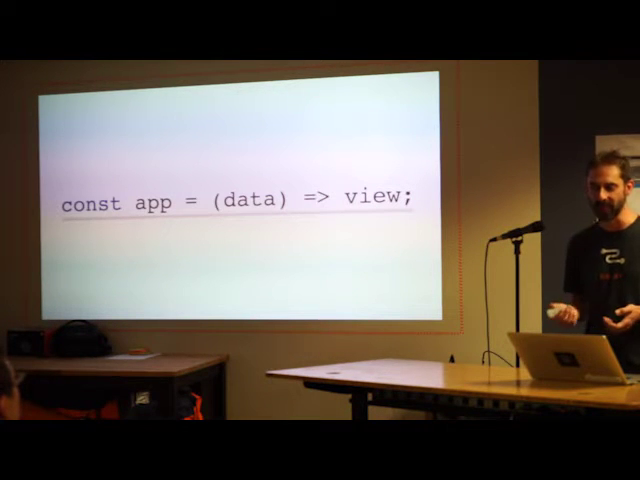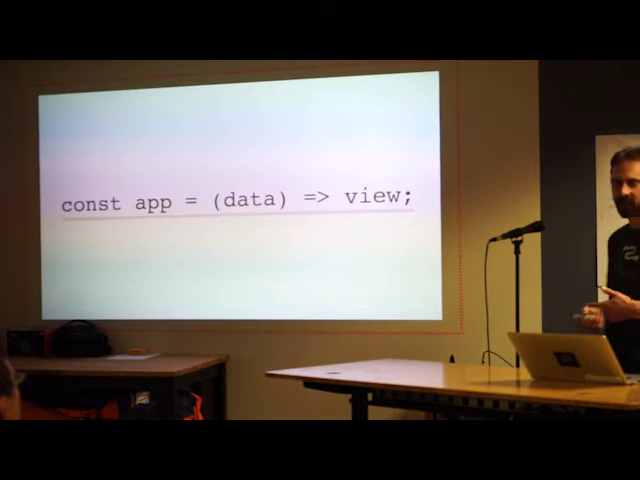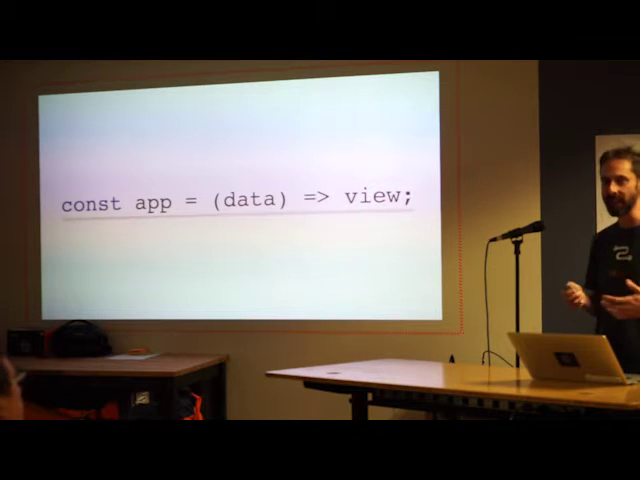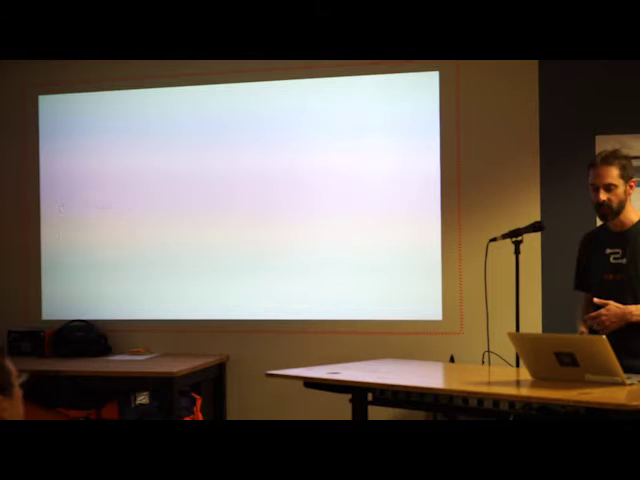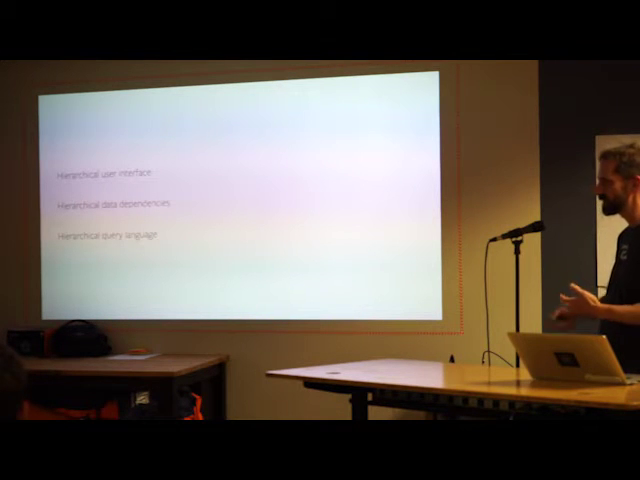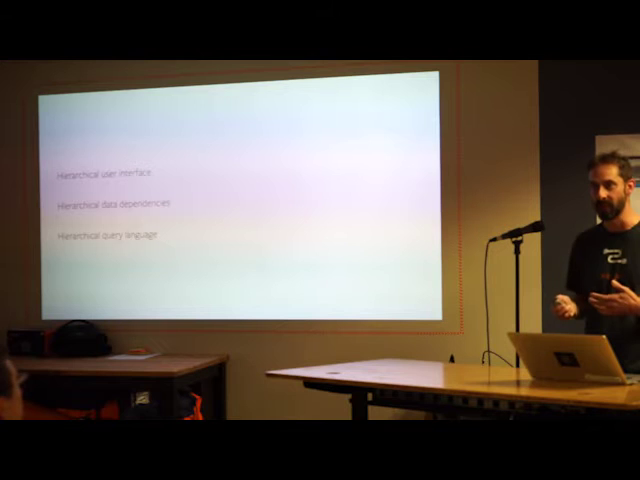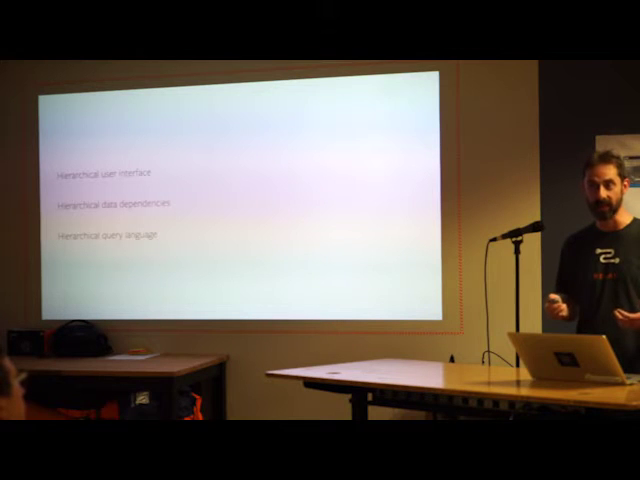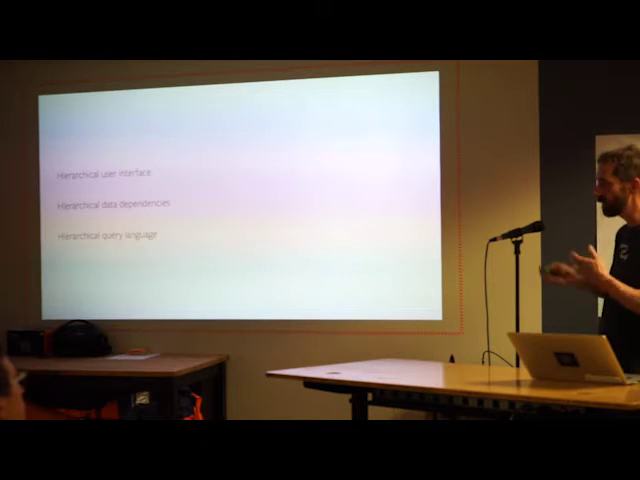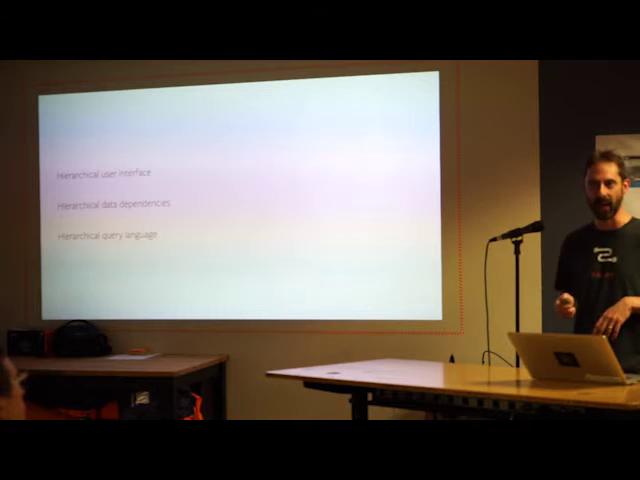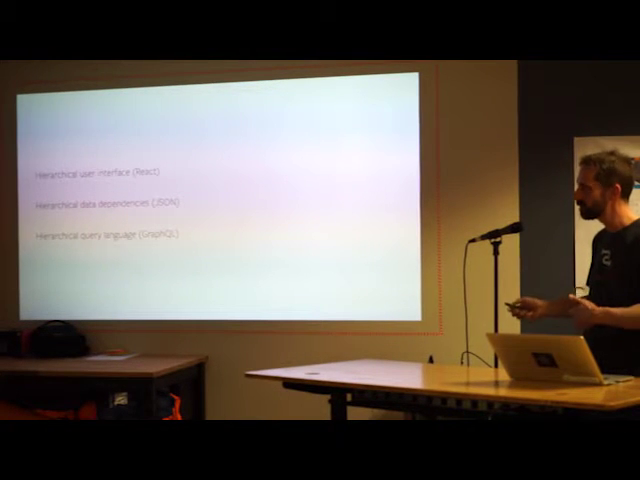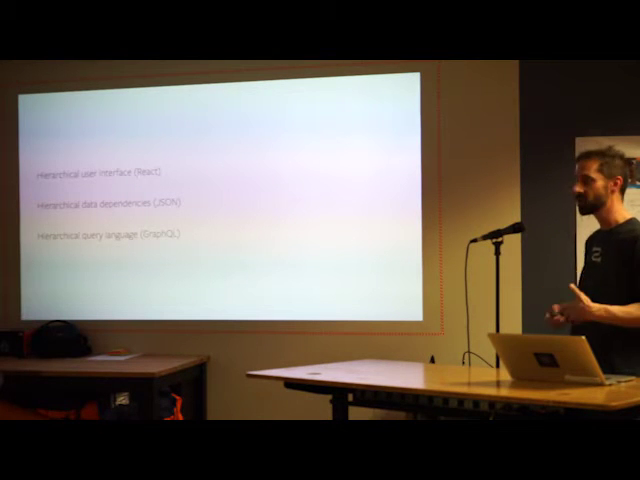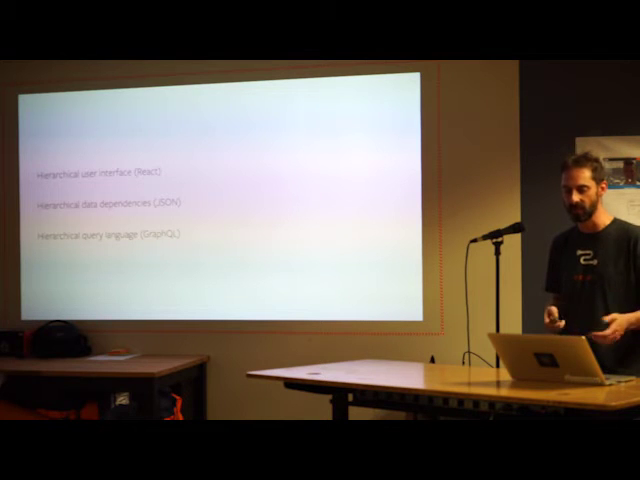But what is the shape of that data? And what is the shape of the view? Well, it turns out that typically in modern user interfaces, the data is hierarchically shaped and views are hierarchically shaped. So we effectively have these two hierarchical things, and it's really convenient to have a query language that is also hierarchical to express your data dependencies. And so when you have these things all lining up, then you get this nice impedance match throughout. And that is what you get when you use React as your view layer. Your data dependencies come in as JSON, and you use GraphQL as a query language, because they're all hierarchical.